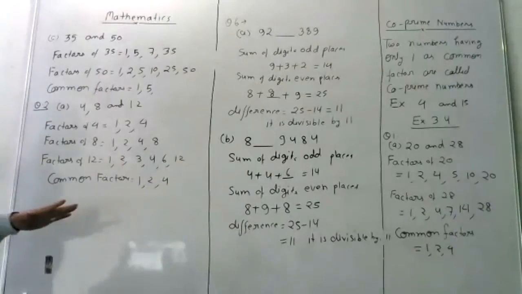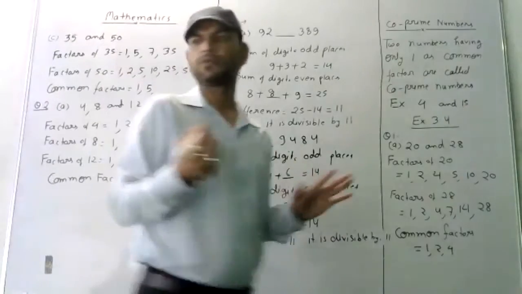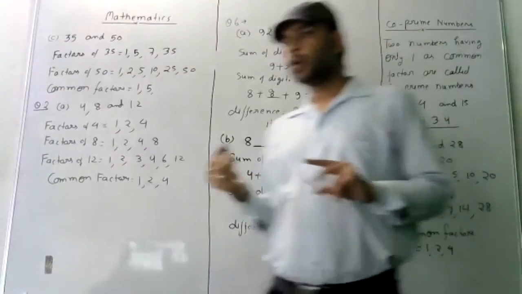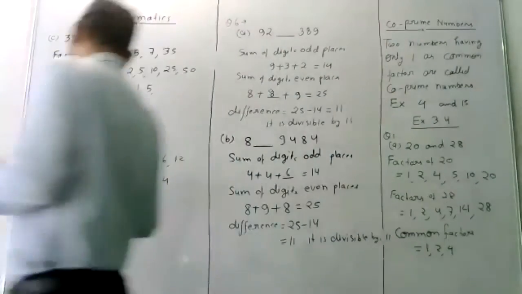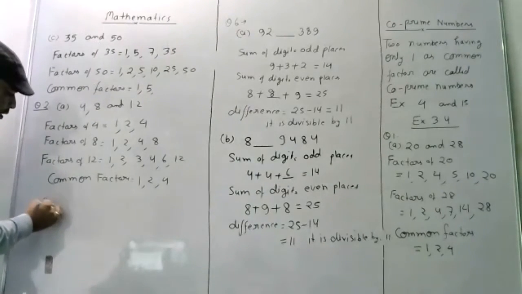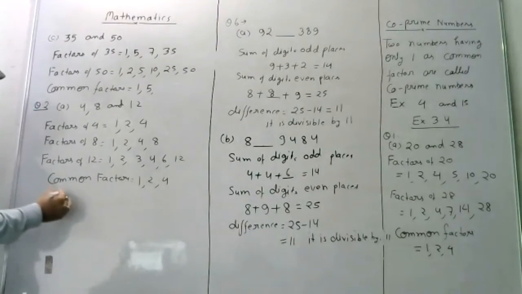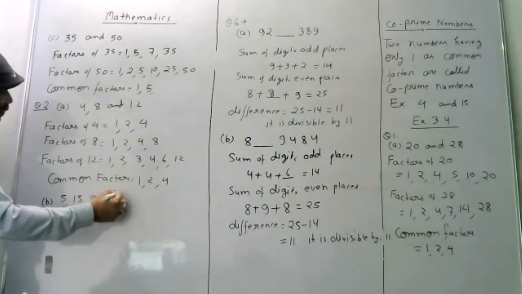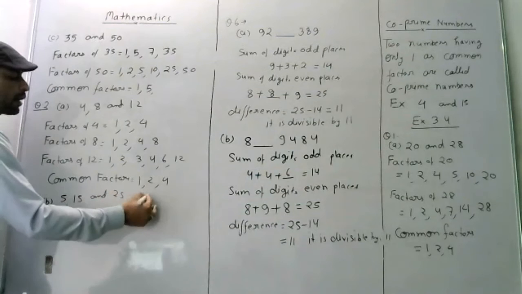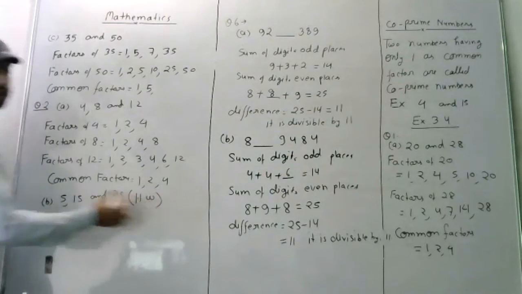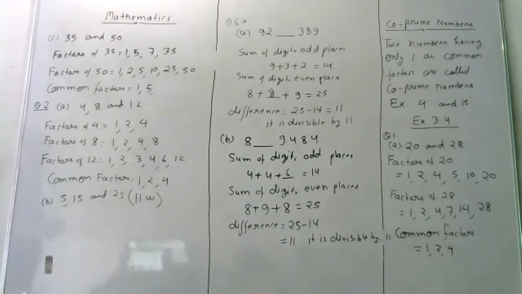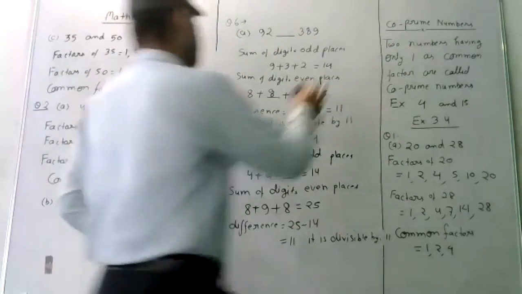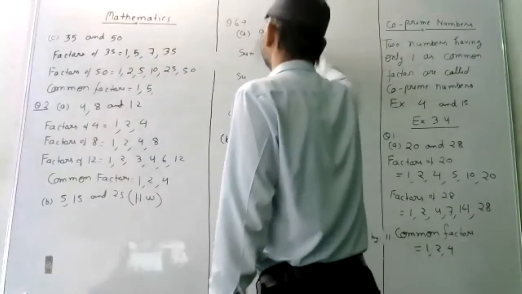Is that clear? Any query? No. The second portion, B, is your homework. B is 5, 15 and 25. This is homework. Next one is question number 3.